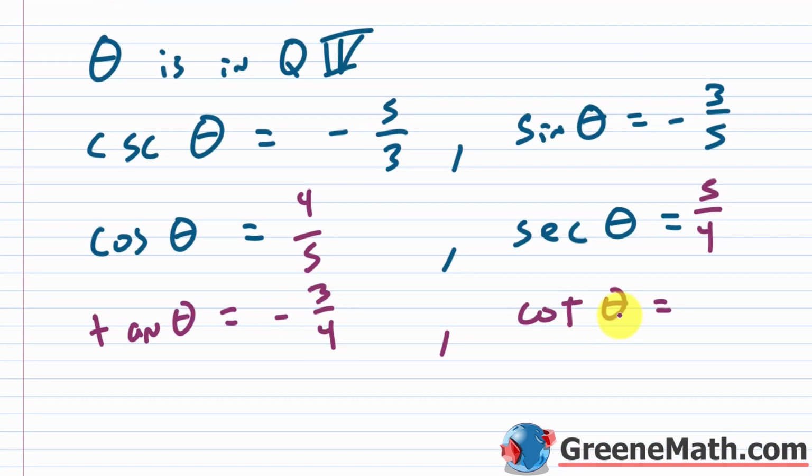And of course, for the cotangent of theta, just find the reciprocal of this. So this is negative 4/3. So again, we figured out that theta was in quadrant 4. We were given that the cosecant of theta is negative 5 over 3. Then the sine of theta is negative 3 over 5. The cosine of theta is 4/5. The secant of theta is 5/4. And the tangent of theta is negative 3/4. The cotangent of theta is negative 4/3.